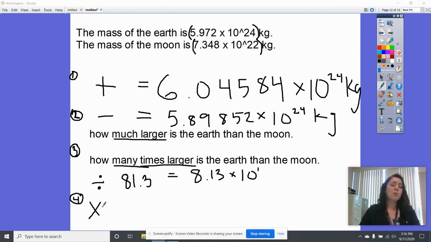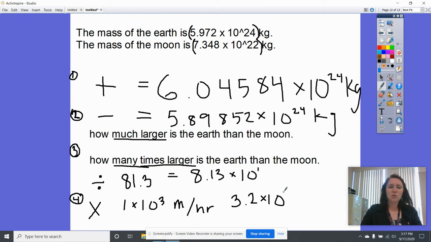It is that the Earth rotates at 1 times 10 to the third miles per hour. That's real. I looked that up. Then that's a fact. So then a question we could be asked is, how far does it rotate in, and we could choose any amount of time, in my example, 3.2 times 10 squared hours. So how far does it go? How much does it rotate in this many hours? Well, all we do is we multiply these two numbers together.